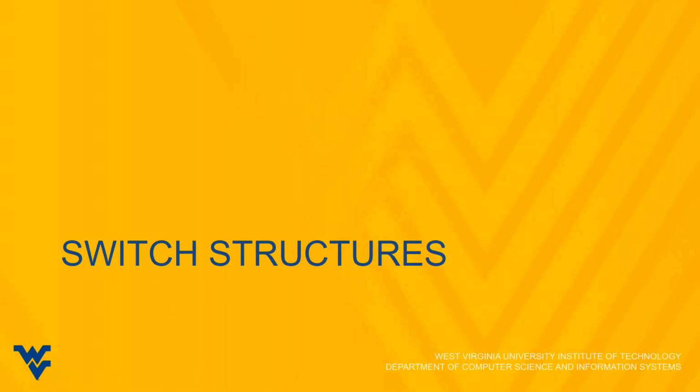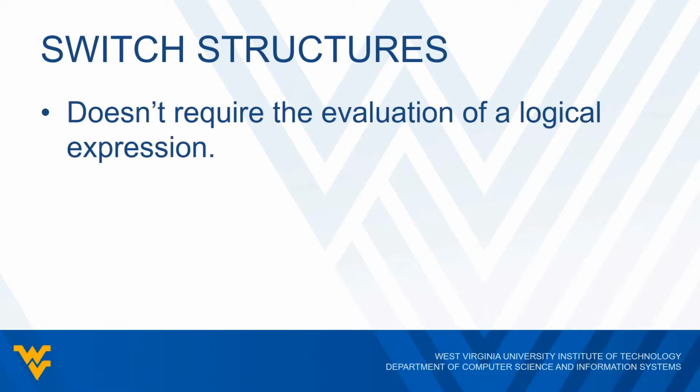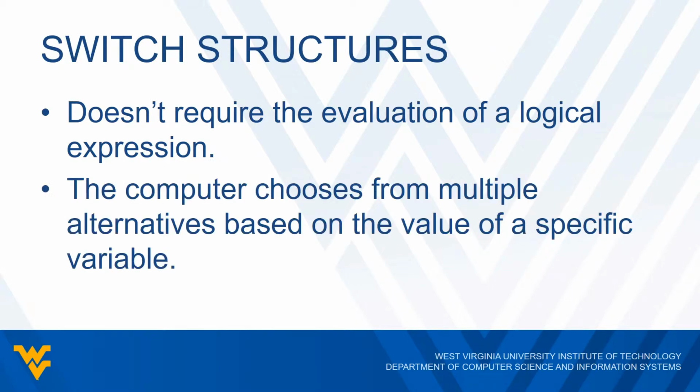We'll now discuss the third approach for handling selection, which is switch structures. A switch structure is very different from an if statement or an if-else statement because we don't need to evaluate any logical expressions. So we don't have to worry about comparing two values, if one is greater than the other, or if they're equal to each other, or if they're less than, and so forth. We don't do any of that with switches. Instead, we're given a list of multiple alternatives based on some specific value. So we're given a variable, it has some value, and we have these different cases that we can do depending on what that value is.